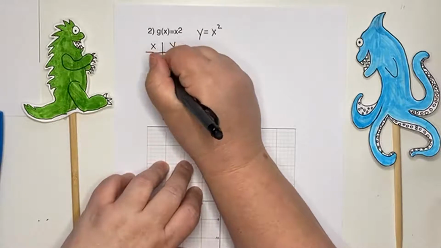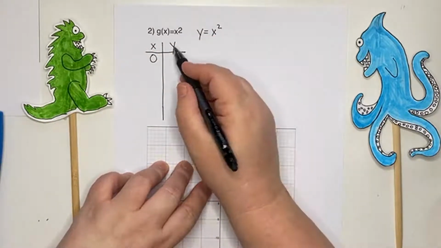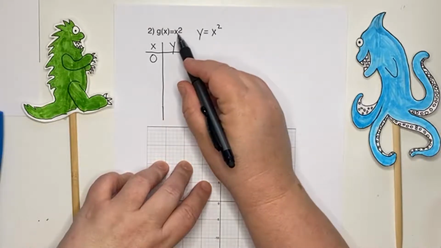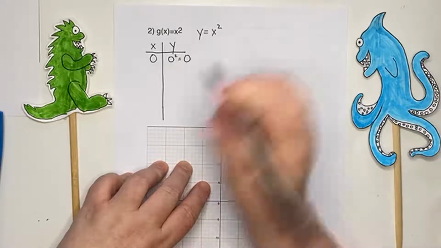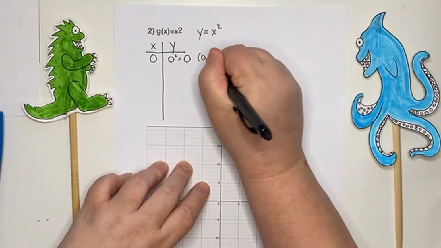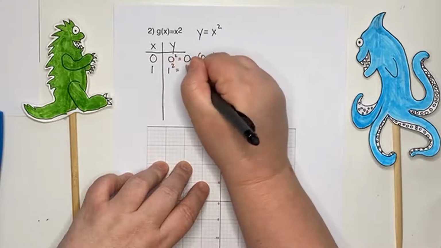So I'm going to go ahead. I always start with x equals 0 if I can, as long as it's part of the domain. y is x squared, right? That's our function. So I'm going to get 0 squared, and that's going to be 0. So I've got the point (0, 0). Okay, 1 squared is 1.